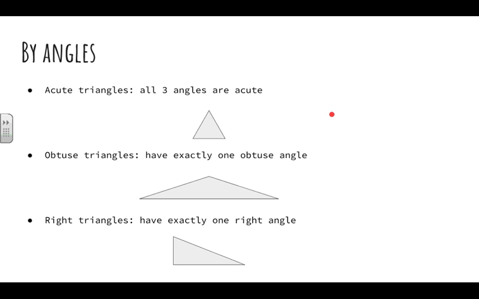An acute triangle is one in which all three angles are acute. All three angles have to be acute for the triangle itself to be acute. Remember that acute means less than 90 degrees.